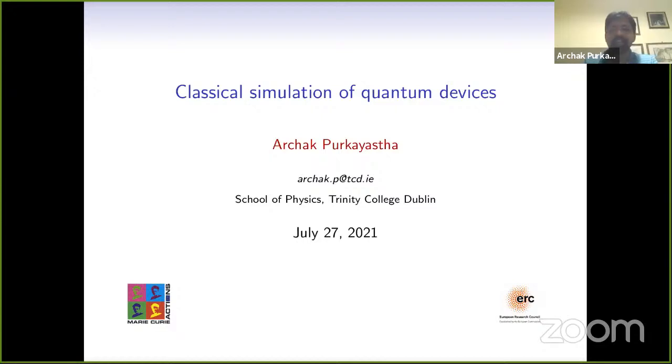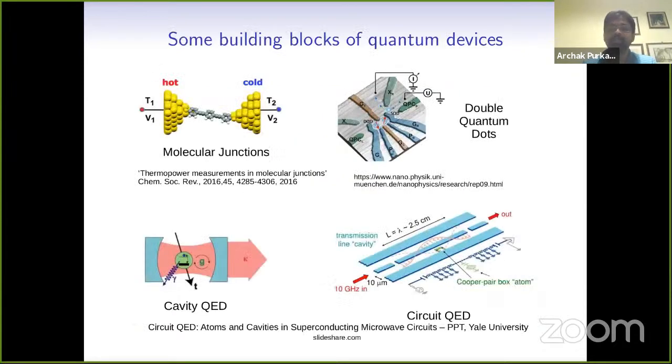Thanks, Juzar, for having me here, and thanks for the nice introduction. So I'll be talking about classical simulation of quantum devices, meaning simulation of quantum devices on a classical computer. So let's first look at some building blocks of quantum devices, right?